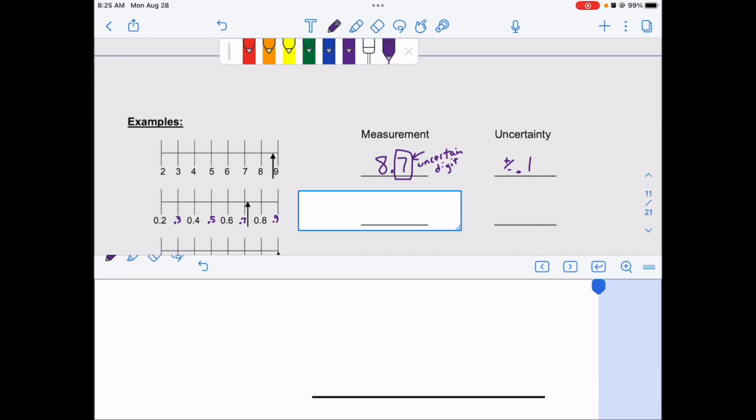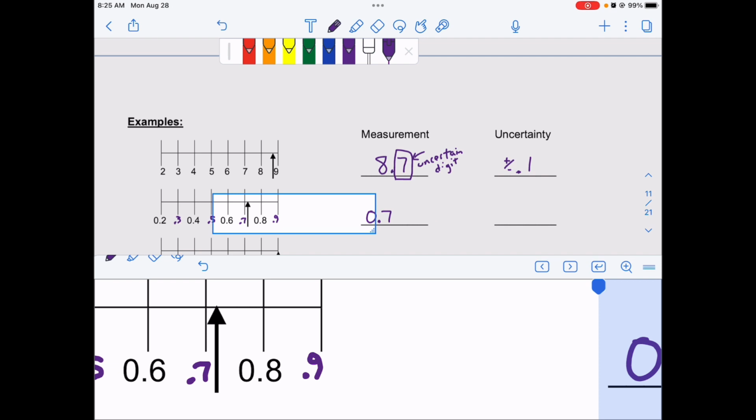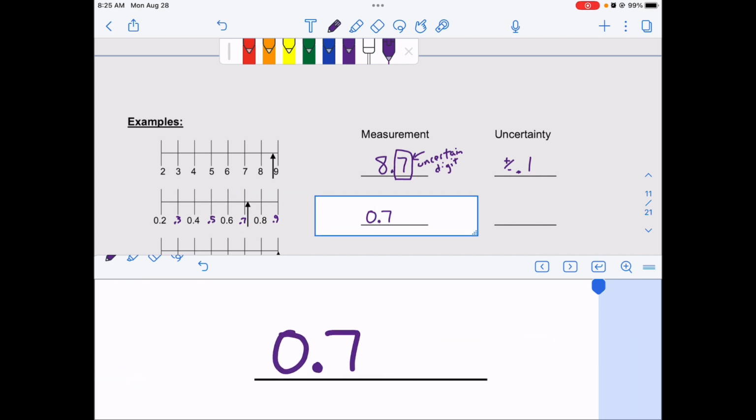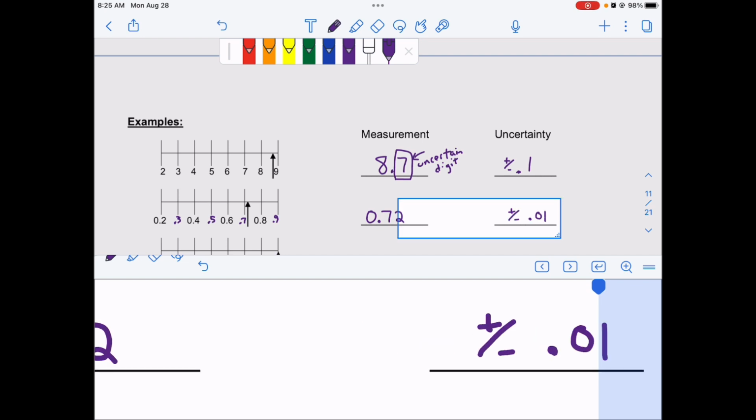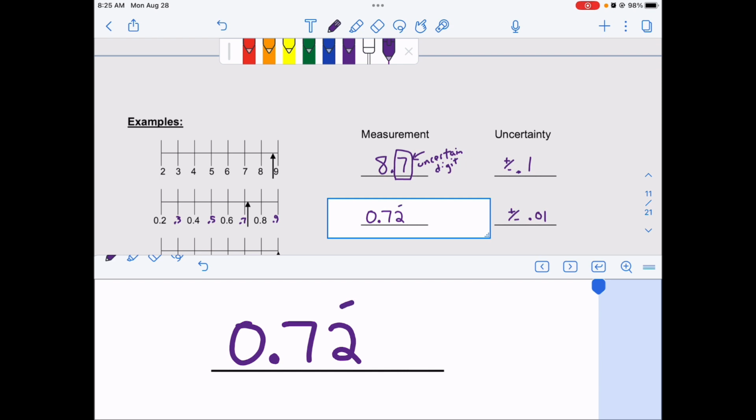So the number that I can see, that everybody can agree on, the certain digits is 0.7. And then it looks like it's definitely closer to the edge. It's not quite half. I might put 0.72. Now, if you put 0.73 or 0.71, that would probably be okay too. I wouldn't say 4. It's definitely not 0.0, okay, or 0.70. And so that would be the difference there. The certainty here is plus or minus 0.01 this time. And this 2 is our uncertain digit, okay?